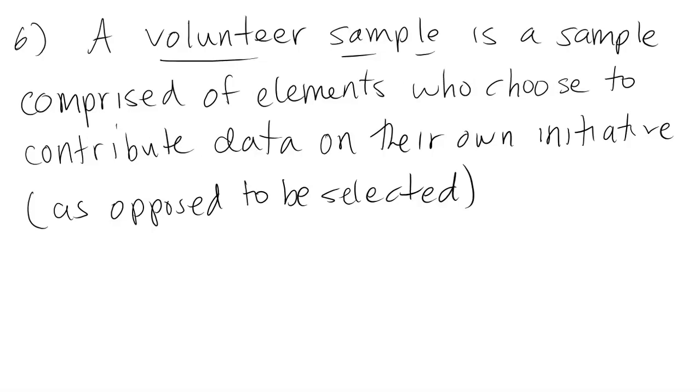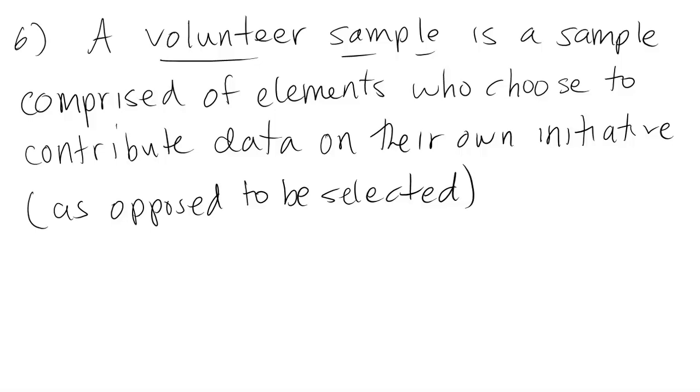This last one is not actually in your book, but it's so prevalent in modern society that I like to include it. It's called a volunteer sample. A volunteer sample is a sample comprised of elements who choose to contribute their data on their own initiative as opposed to being selected.